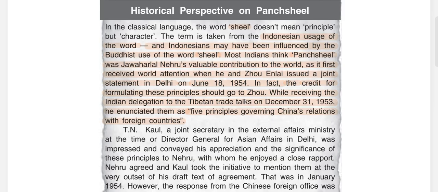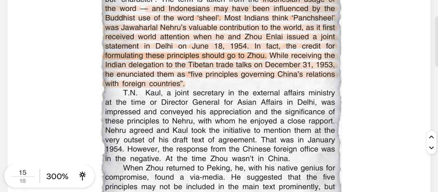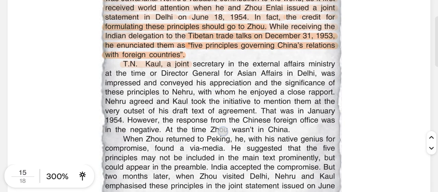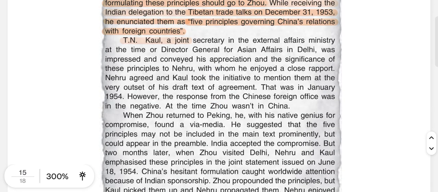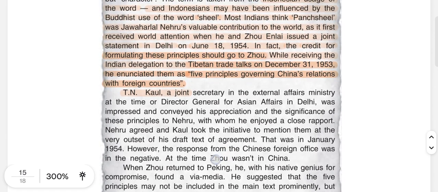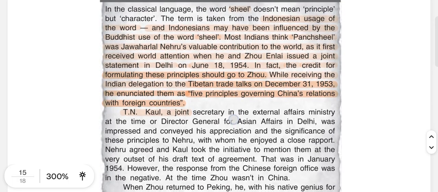In fact, the credit for formulating these principles should go to Zhou. While receiving the Indian delegation to the Tibetan trade talks on December 31, 1953, he enunciated them as 5 principles governing China's relations with foreign countries. Tian Kal, a joint secretary in the External Affairs Ministry at the time, or Director General for Asian Affairs in Delhi, was impressed and conveyed his appreciation and the significance of these principles to Nehru, with whom he enjoyed a close rapport. Nehru agreed, and Kal took the initiative to mention them at the very outset of his draft text of agreement. That was in January 1954.